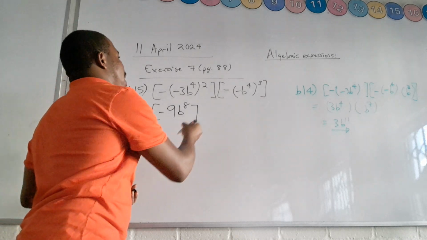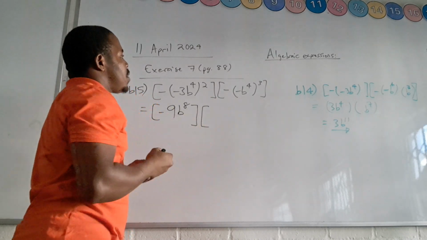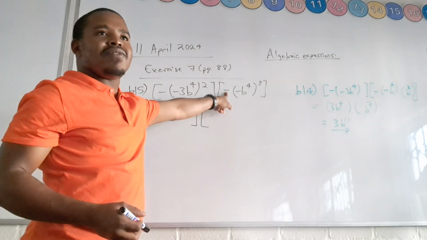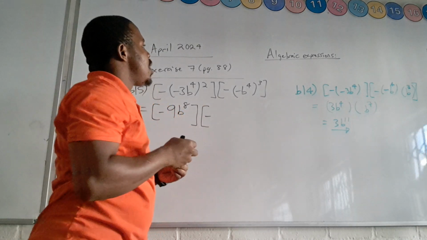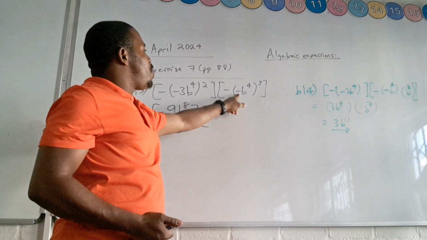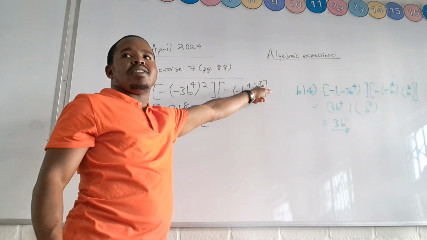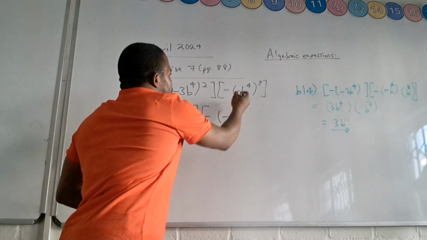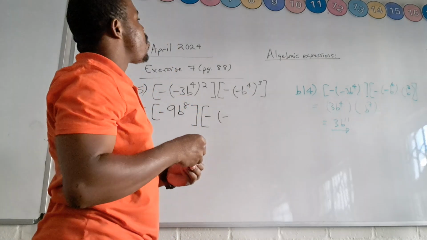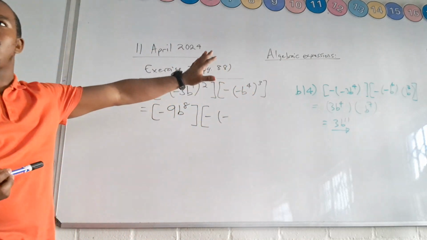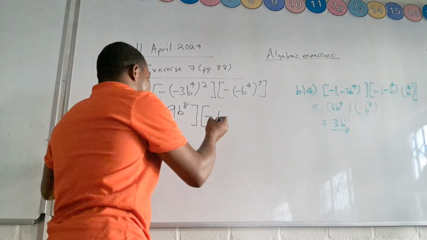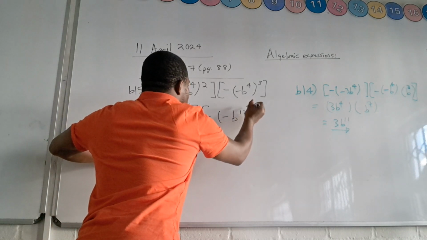Bracket means multiply. Now we're going to do the same thing here. Again, I have to leave that negative. Then, negative b cubed. A negative number raised to an odd exponent is always negative. Then b to the power of 4 raised to the power of 3 becomes b to the power of 12. 4 times 3, b to the power of 4 times 3, which is b to the power of 12.